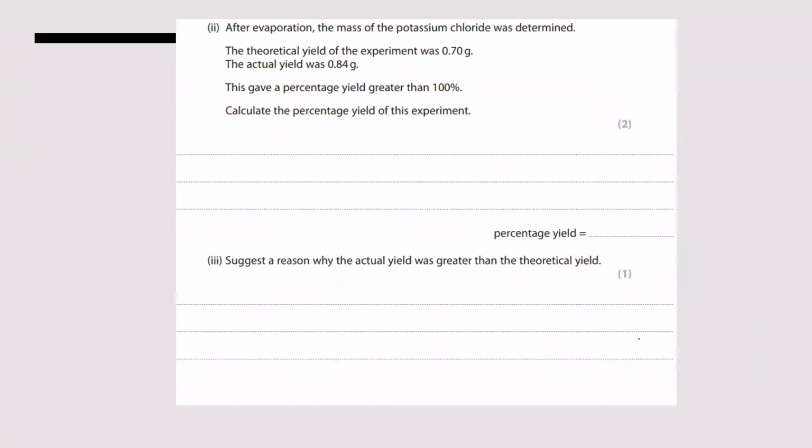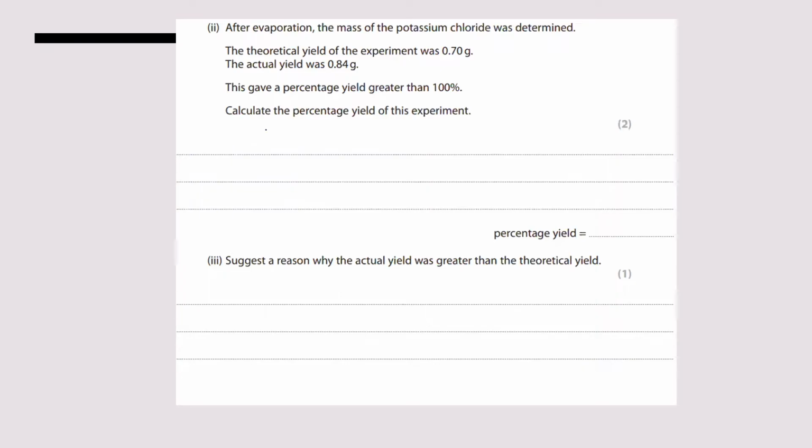After evaporation, the mass of the potassium chloride was determined. The theoretical yield of the experiment was 0.7 grams. The actual yield was 0.84. This gave a percentage yield greater than 100%. Calculate the percentage yield of this experiment. Oh, okay.